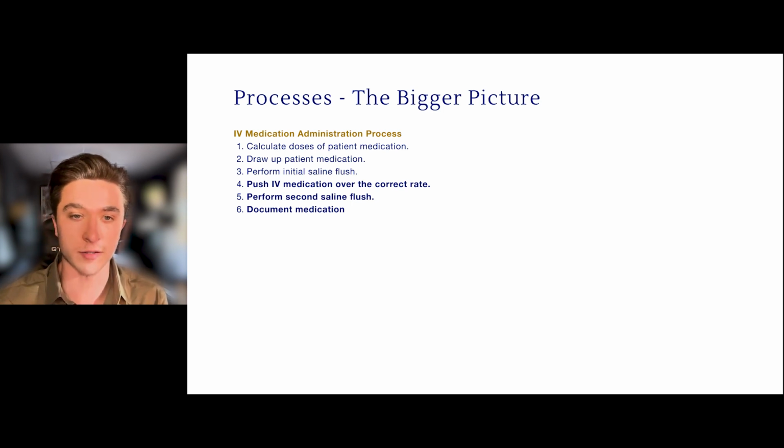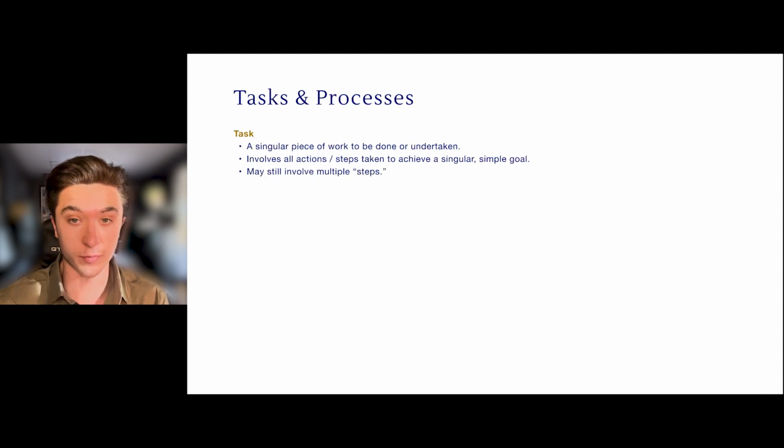So thinking about it this way, we can make the distinction between an individual task and a full-on process. Okay? Now, a task is defined as a singular piece of work that is to be done or undertaken, and this is what we've been referring to up until now when we think about the interrupting task and the primary task.